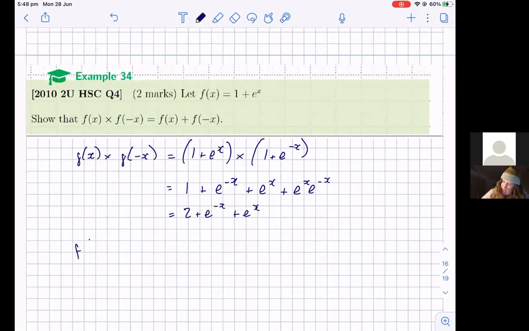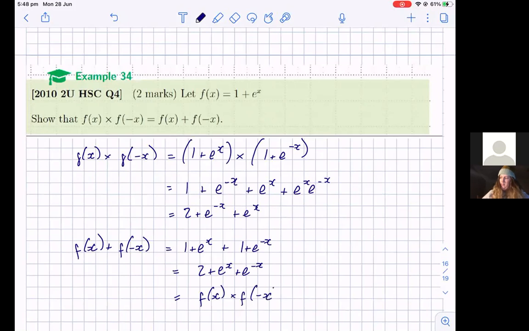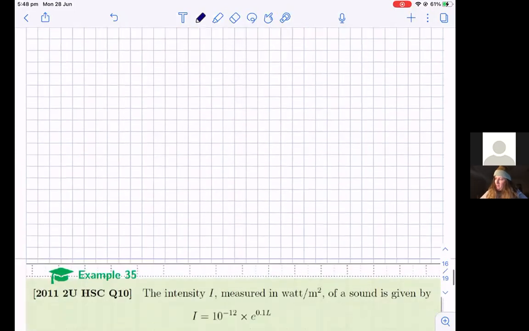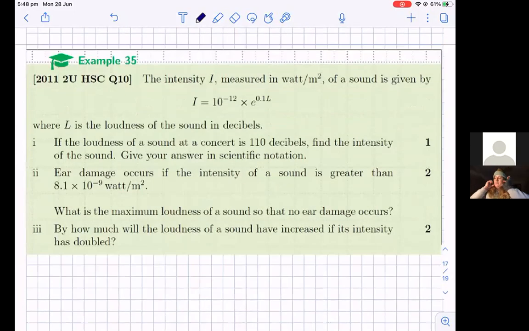Now, f of x plus f of minus x is the same as 1 plus e to the x plus 1 plus e to the minus x, which gives us 2 plus e to the x plus e to the minus x, which is the same as f of x times f of minus x. Wow, that was an HSC question. 2 marks. Nice. There's always some low-hanging fruit there. It's not always at the start, but it's always present.